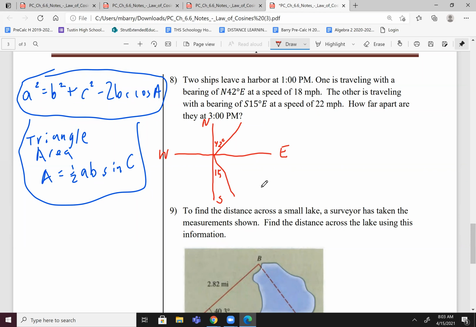All right, and then the question here is how far apart are the boats at 3 p.m.? So I'm going to draw a line from here to here. I'll label this one boat A and boat B here. We are trying to find the distance in between them. I'm actually going to take out the east line there. And so this is the distance we're looking for right here, okay?